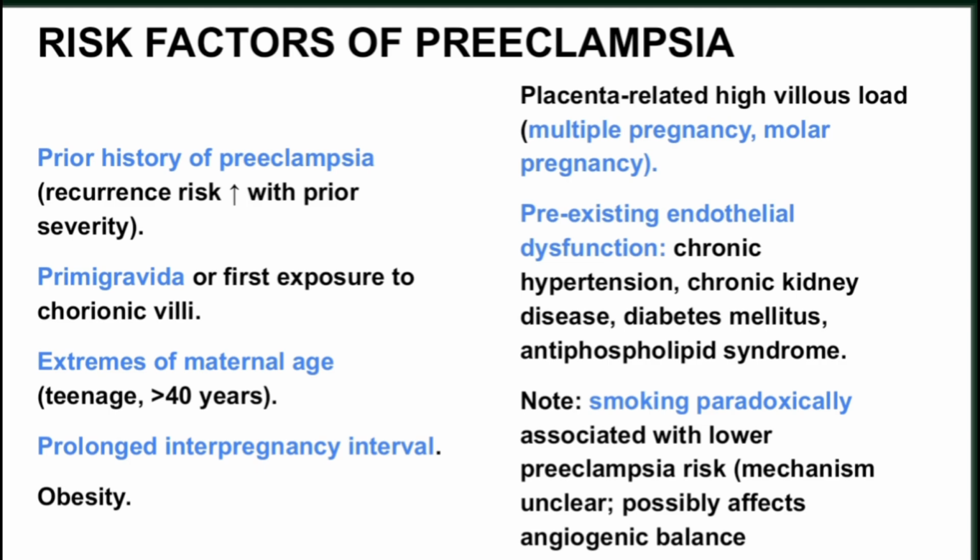We're also going to look at pre-existing endothelial dysfunction as a cause of preeclampsia, such as chronic hypertension, chronic kidney disease, diabetes mellitus, and also antiphospholipid syndrome. Okay, so we should note that smoking can paradoxically lower the risk of preeclampsia, but the mechanism is quite unclear, and it's not a safe option or a good preventive measure to prevent preeclampsia.